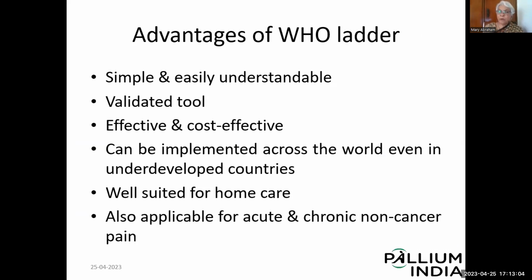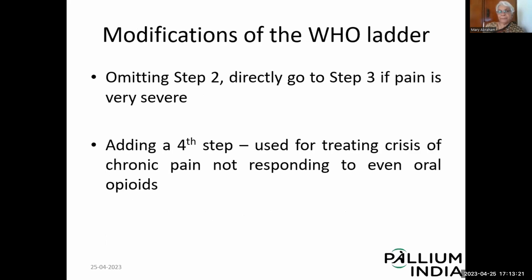Because drugs like morphine and methadone are very inexpensive, patients can afford them. It can be implemented across the world, even in underdeveloped countries. It's well suited for home care, like I told you, and it can also be given for acute pain and chronic pain. Sometimes, like I mentioned, you can omit certain steps and go directly to step 3, or sometimes you may have to add a 4th step to treat pain that's not responding to the 3rd step of the ladder.